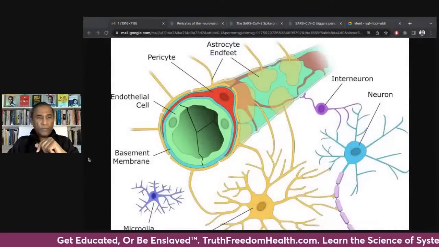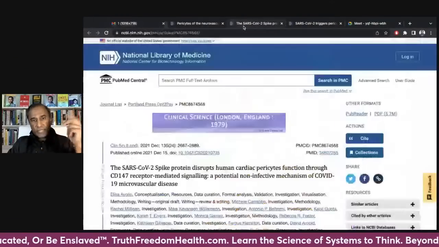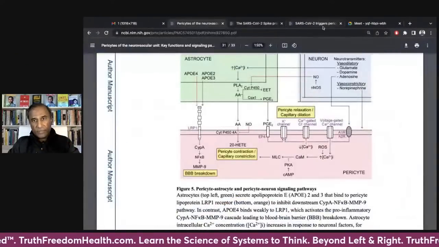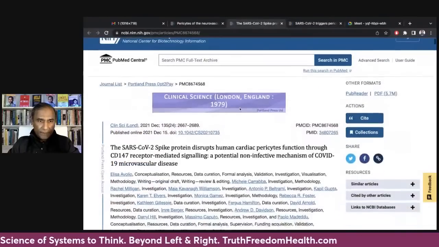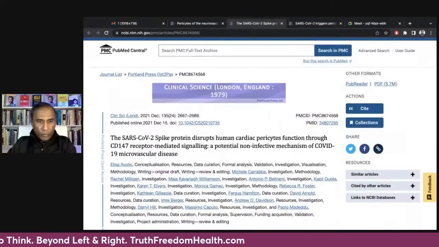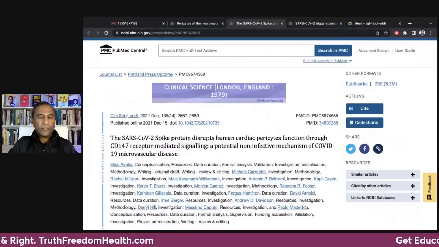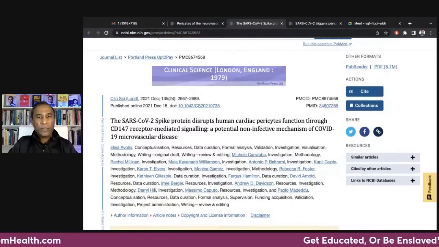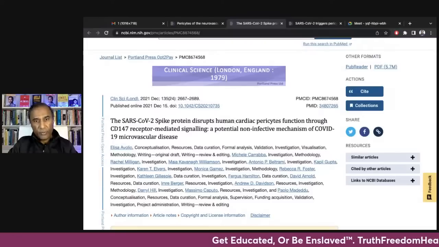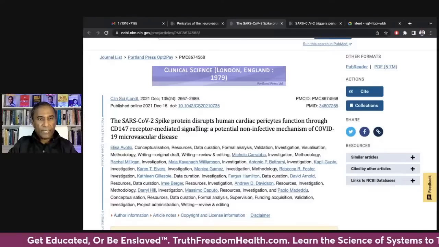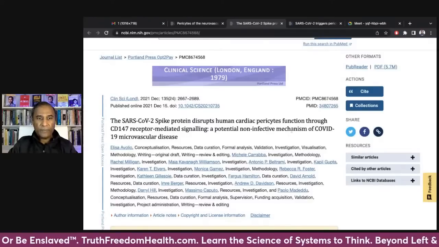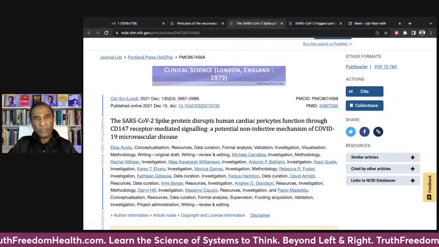Pericytes, remember, they're on all these capillaries. So if we go to the heart case, another important paper, which also secondarily referenced our work in pericytes, and you can go study that, was this paper that was done in Clinical Science in London by Avolio, and it says SARS-CoV-2 spike protein disrupts human cardiac, so this is not in the brain, but human cardiac pericytes function through CD147 receptor-mediated signaling, a potential non-infective mechanism of COVID-19 microvascular disease.